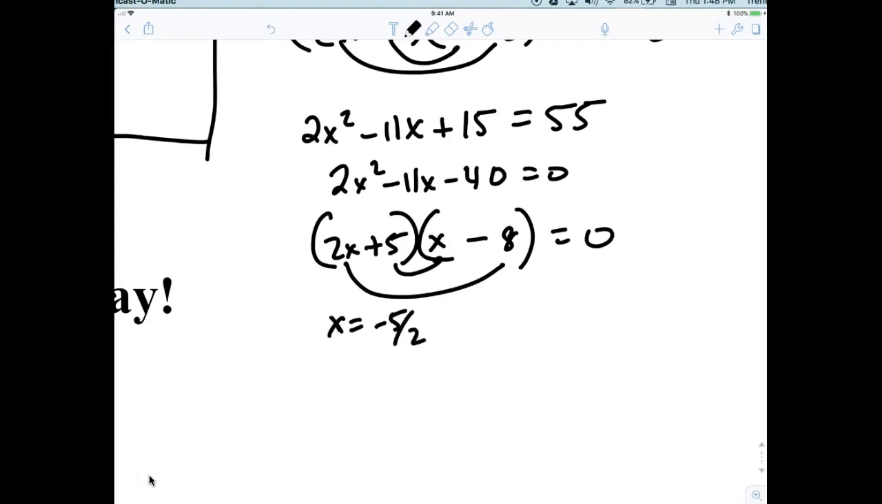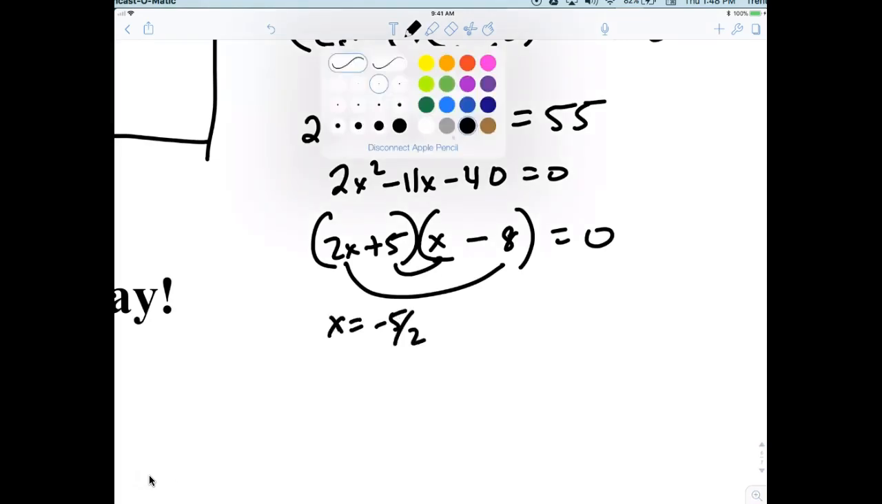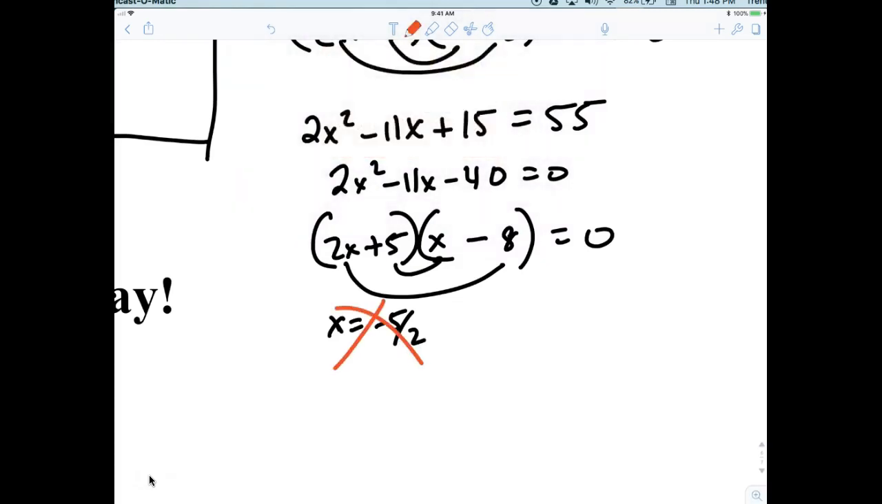What's wrong with negative 5 halves? It's called an extraneous solution. So knock it out. It's no good. You can't have a length of negative. So then your other answer is x equals what? 8. But I still have not solved the problem. I've gotten x, but I've not solved the problem.